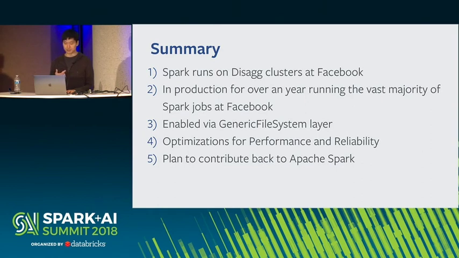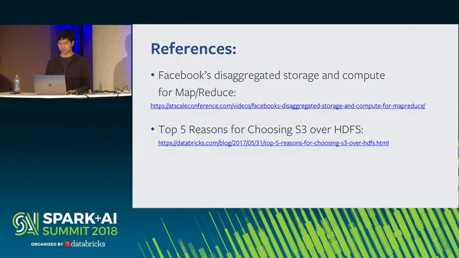So in summary, I discussed how Spark runs on Disagg clusters at Facebook. This has been in production for over a year, and now we're running the vast majority of Spark jobs in this Disagg architecture. I showed how we used a generic file system layer, so we can use Disagg just based on configuration, and also the optimizations that we needed to make this layer performant. And in closing, we want to contribute this back to the Apache Spark community. Thank you.